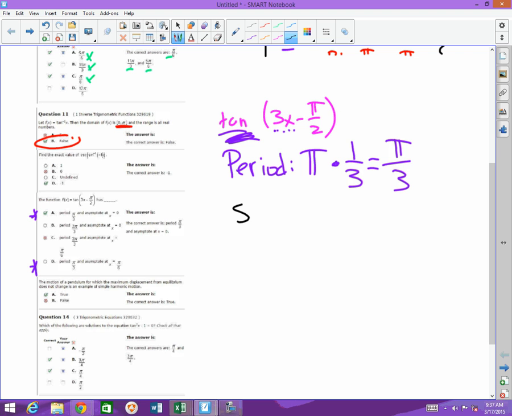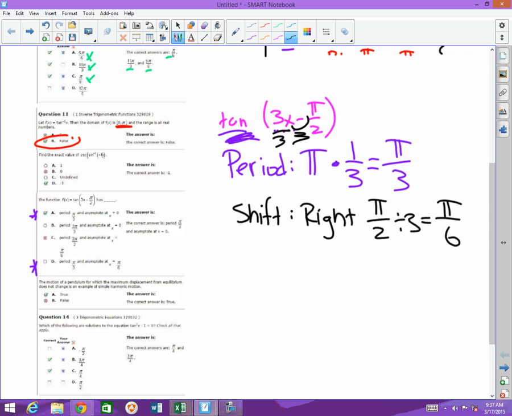And then our shifting is going to be right, because it's minus in between. And to figure out your right or left shift, the x has to be by itself. So in order to get x by itself, you have to divide that by 3. So if you divide this by 3, you also have to divide pi over 2 by 3, which becomes pi over 2 divided by 3, which is pi over 6. So the whole graph is shifted to the right, pi over 6.